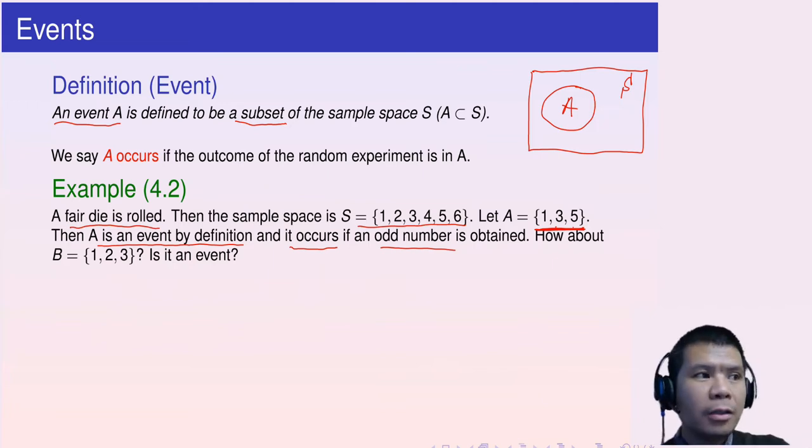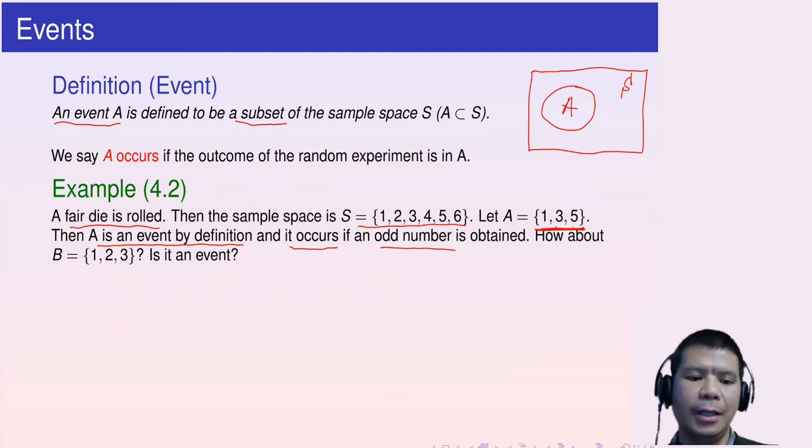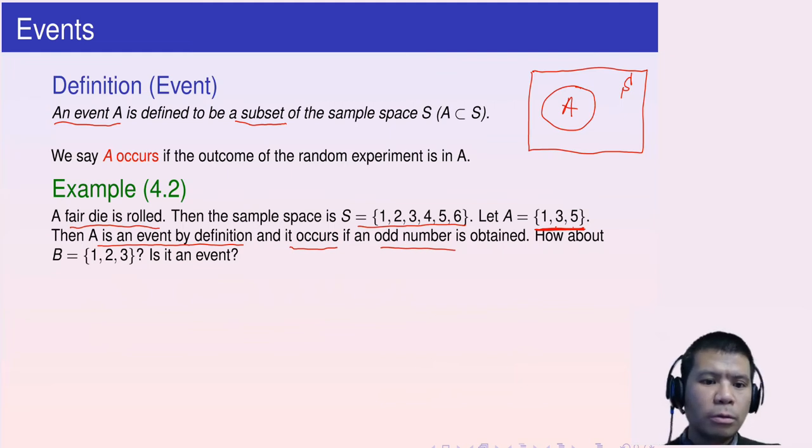So if we got a 1, then A occurs, right? Because 1 is inside A, so A occurs. If we got a 2 from this random experiment, then A does not occur, right? Because you got a 2, which is an even number. A is odd, it's not odd. So A does not occur. Does that make sense?